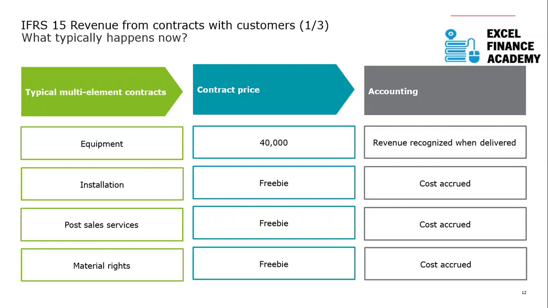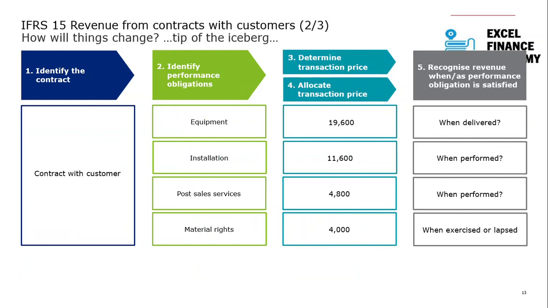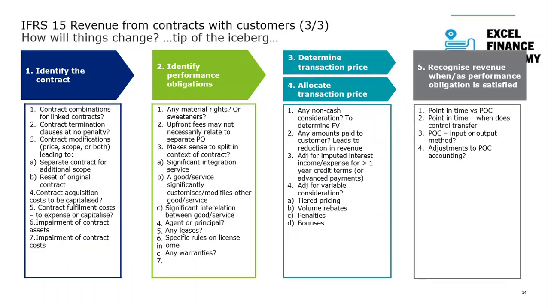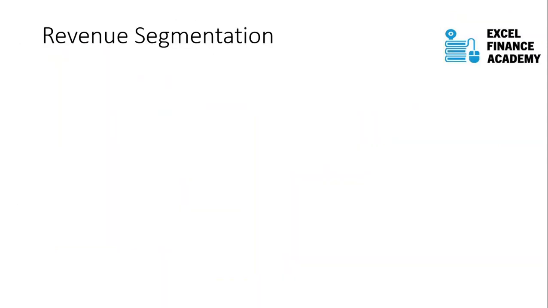Correct? Now after the new accounting standard, companies are required to split the revenue into, okay, 19,000 for equipment, 11,000 for installation, 4,800 for sales services, and 4,000 for other freebies. So the revenue is recognized when the items are either delivered or installed, or when the actual future sales service is done, or when the person has claimed for the freebie discounts. So the company needs to split the revenue into multiple parts. So we will not go into this detail, it's going to be very complicated for you.